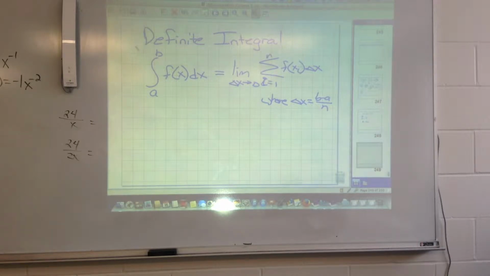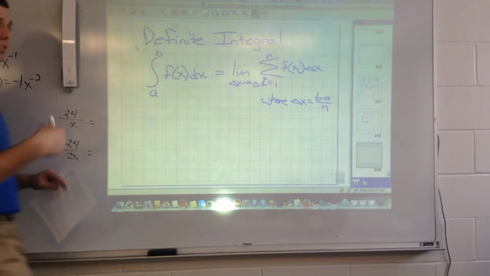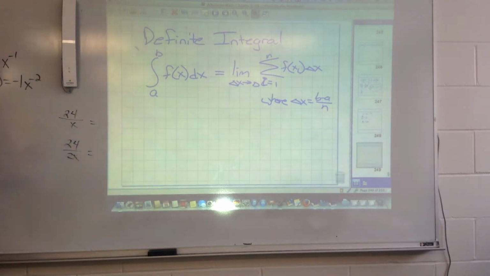So the limit of all those rectangles added together as the delta x got really, really small, or in other words, as n got really, really large, like we did with the Riemann sums, whatever that equals, that value, that number, that is your definite integral. So the definite integral is a value. It's the limit of all those rectangles added together, in a sense, if you want to think of it that way.